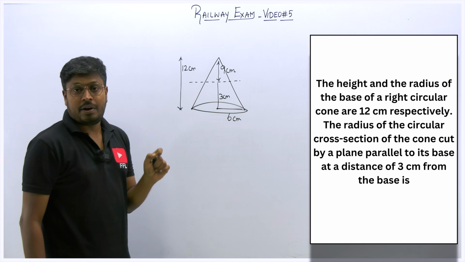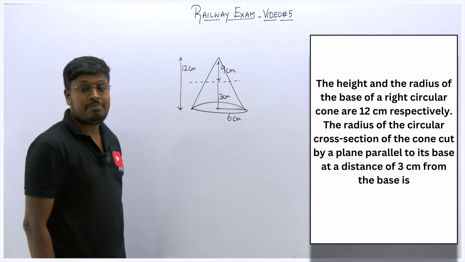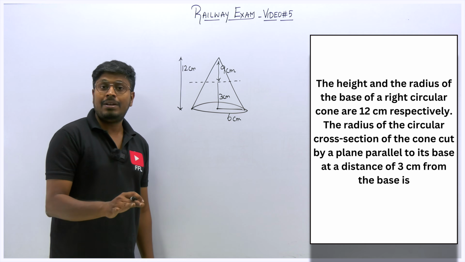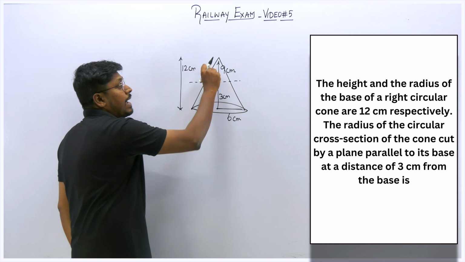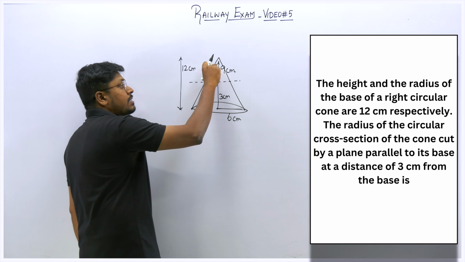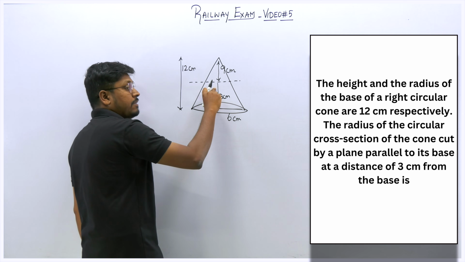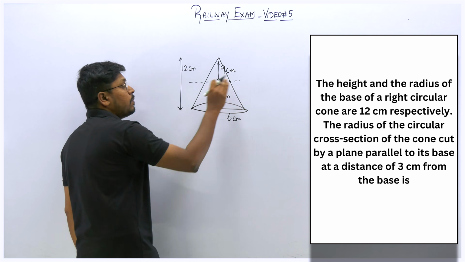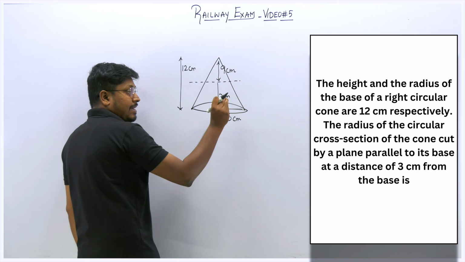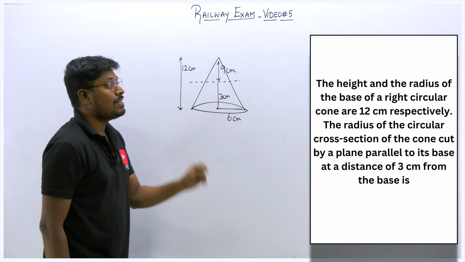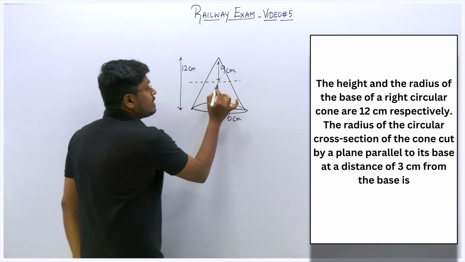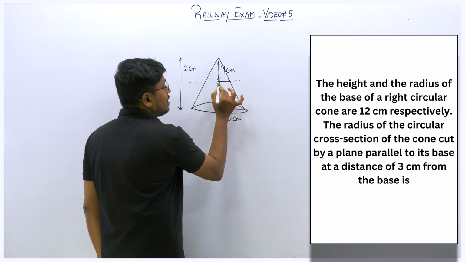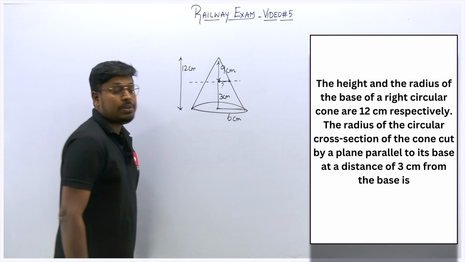So from this diagram, we can easily say the cone is not cut into two equal halves. Why? Because both the heights are different. This height is 9, this height is 3. So definitely the cone has not been cut into equal halves. So now what is our target? Just see the radius of the circular cross section of a cone cut by a plane. So this cone cross section radius, we need to find it.